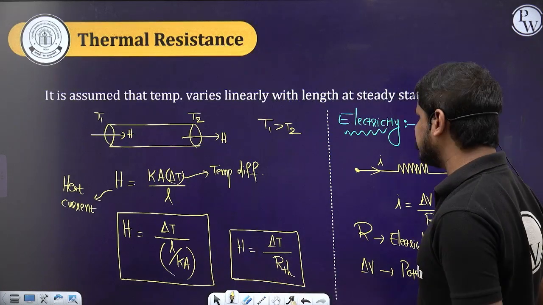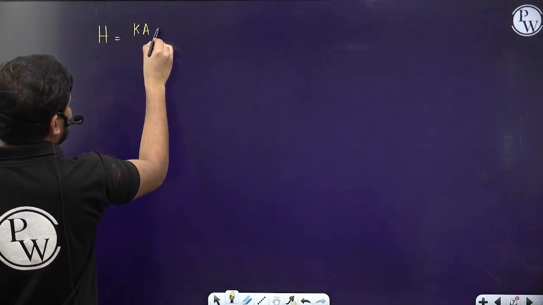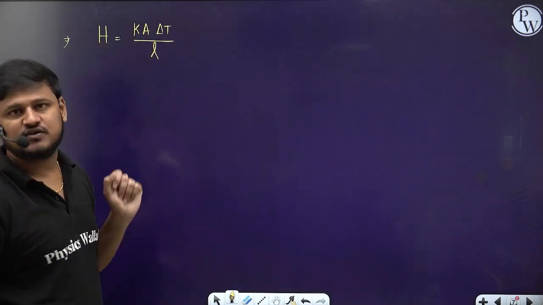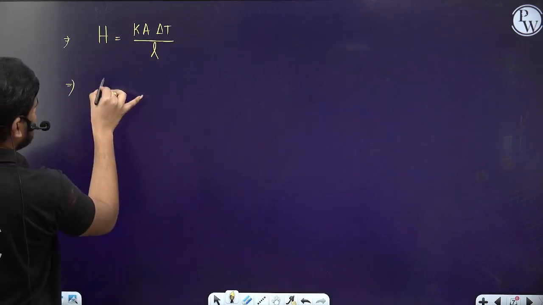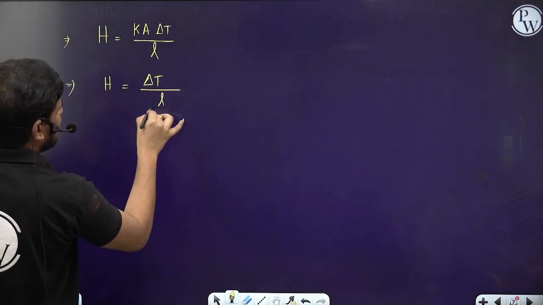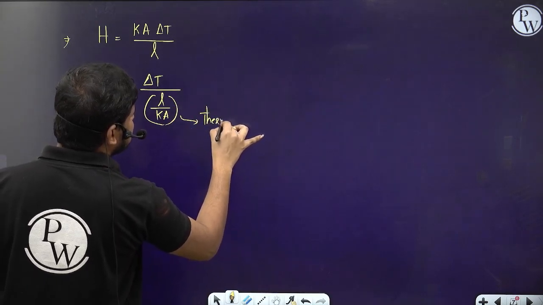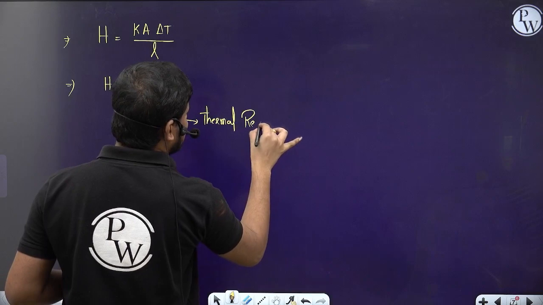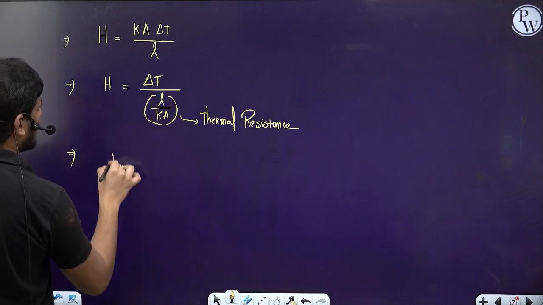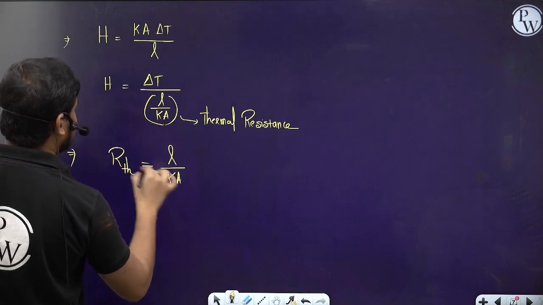Let me write it again on the next slide. We got H equals kA delta T by L. Due to the temperature difference, the heat current flows. So H equals delta T, like potential difference, divided by L by kA. This L by kA is called the thermal resistance. Understood, everyone? The thermal resistance R_TH equals L by kA.